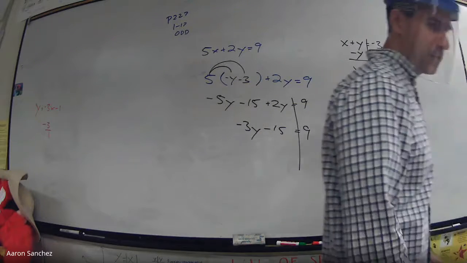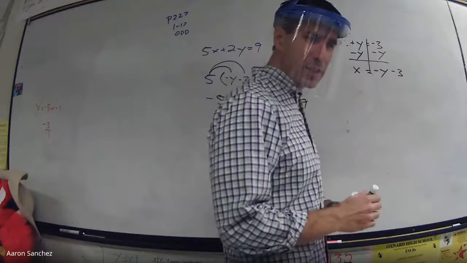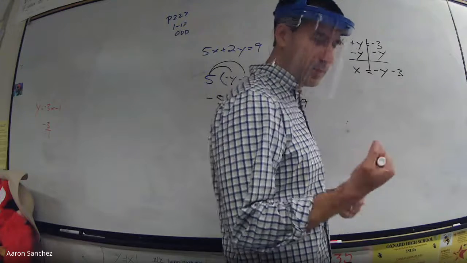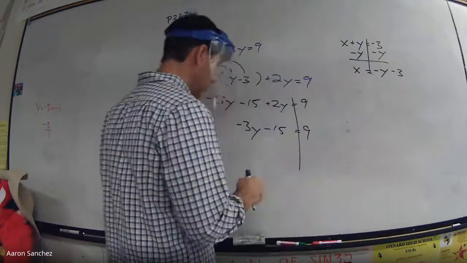Octavio, what'd you get for y? I got 8. I think it's negative 8. Yeah, negative 8. Is it positive or negative? What do you think, Octavio? I got positive 8. Well, let's see.